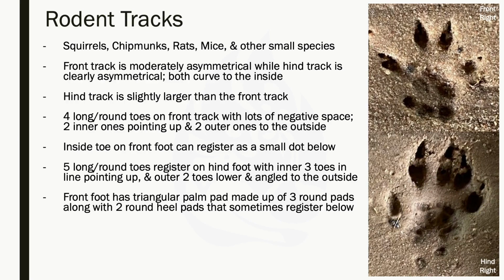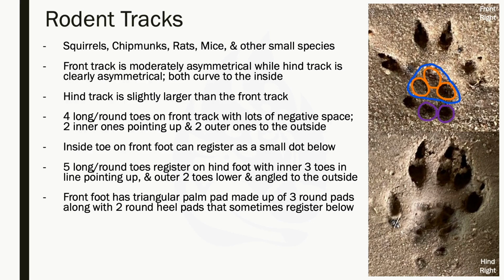Also, again, when we look at the palm pad, we can see that on the front foot, it has a triangular shaped palm pad, and those are made up of 3 distinct round pads, individual pads inside of there. So they showed up really well in this particular track, and if you drew an outline around all of them, the blue line, you see you get this triangular shape. Oftentimes you'll also get 2 round heel pads which show up below them. And again, these registered really well.